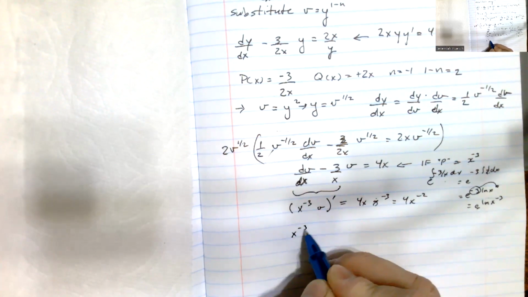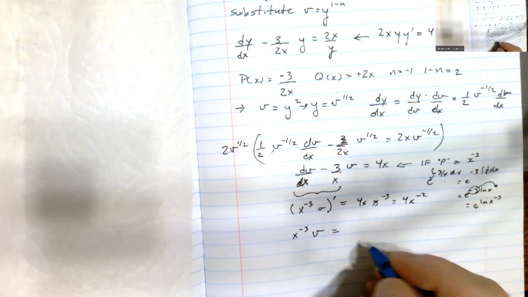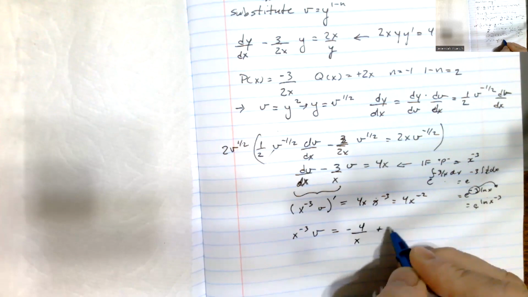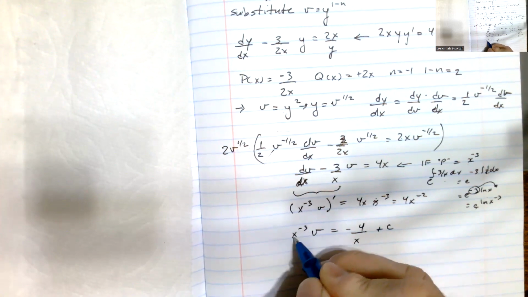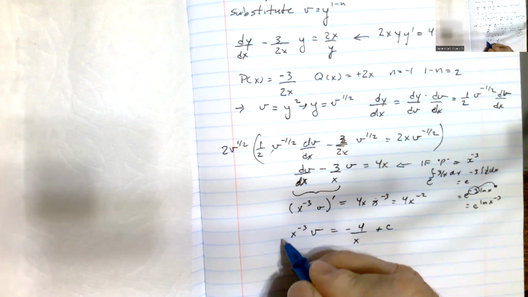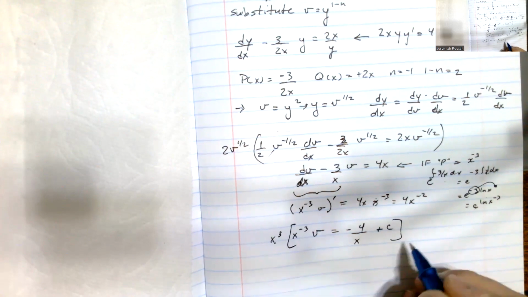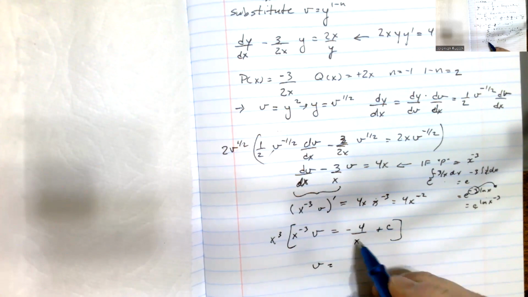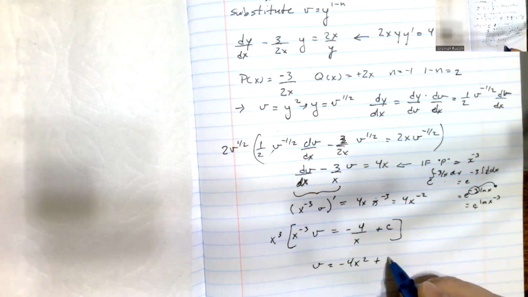This is going to be x to the negative 3 times v is equal to, this is the negative 2, adding 1 and dividing by it, you're going to get a negative 4 over x plus a constant. I'm going to multiply everything through by x cubed. If I do that, then of course these will reduce, and you get v is equal to minus 4x squared plus a constant times x to the third.